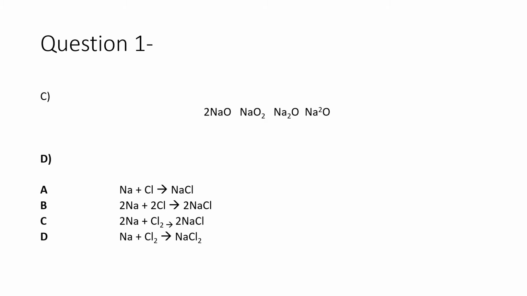For part C, you were asked to underline the formula of sodium oxide out of the following list. The answer would have been Na2O. If you think about ion exchange, oxygen has a 2- charge and sodium has a +1 charge, meaning that for every one oxygen there would be 2 sodium atoms, ruling out the other 3 possibilities.